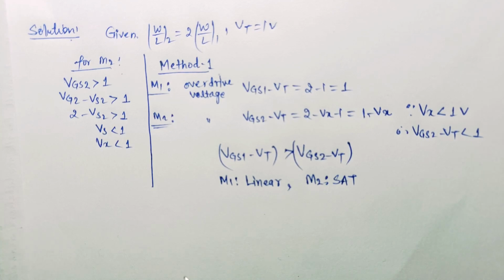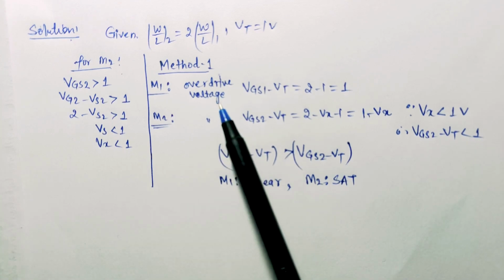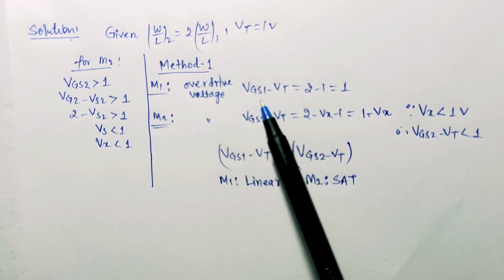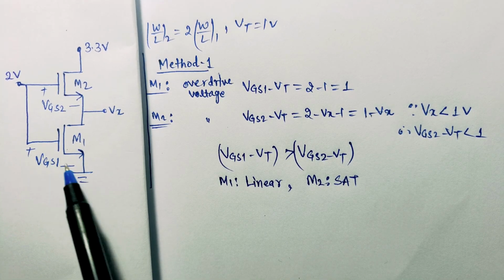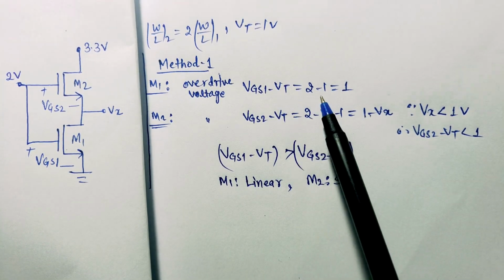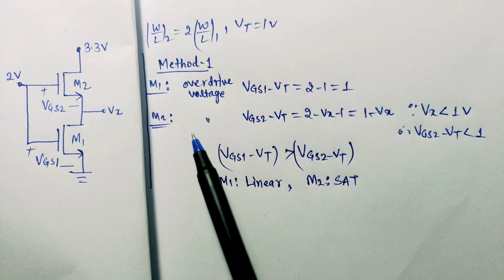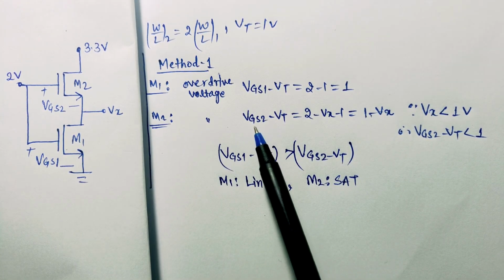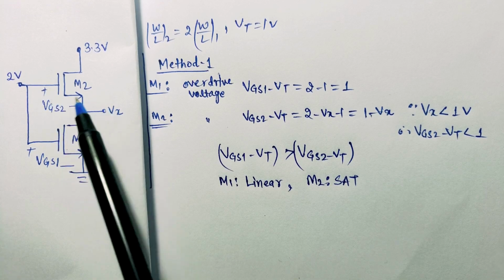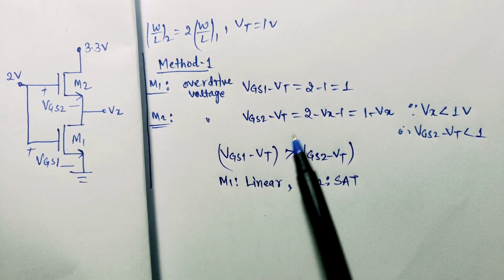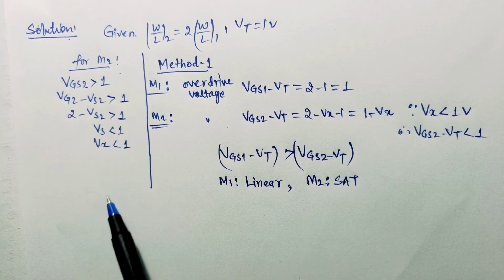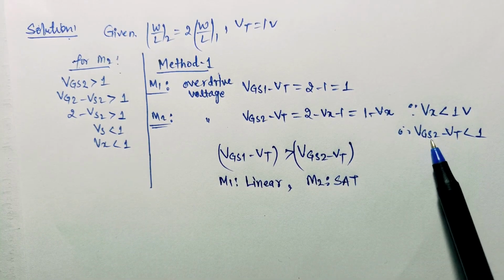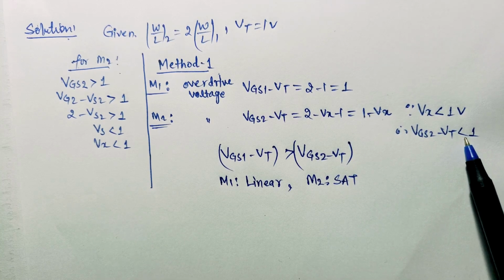Now we will apply method 1 to find the region of operation of both transistors. The overdrive voltage of transistor M1 is VGS1 minus VT. VGS1 will be equal to 2 volt, since this is 2 volt and this is 0 volt. 2 minus 0 is 2 volt, and VT is 1 volt, so it will be 1. The overdrive voltage of transistor M2 is VGS2 minus VT. VGS2 of M2 is 2 minus Vx, and minus VT of 1 volt, so it will be 1 minus Vx. We calculated that Vx is less than 1 volt, so VGS2 minus VT should also be less than 1 volt.